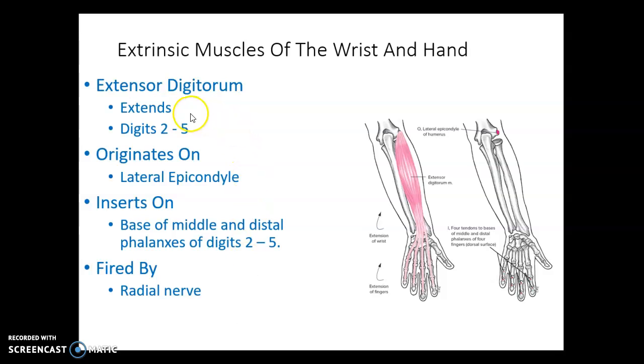Extensor digitorum extends digits 2 through 5. So you got 1, here's digit 2, 3, 4, 5. And it starts off on the lateral epicondyle, which makes sense because it's an extensor. And it's fired by the radial nerve.